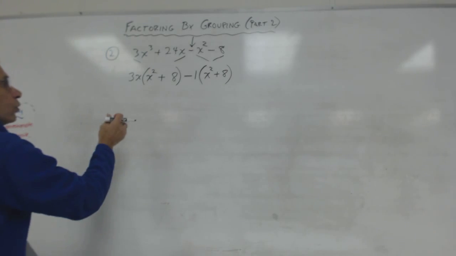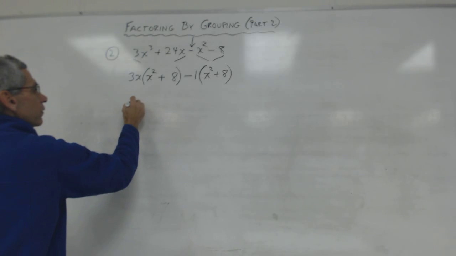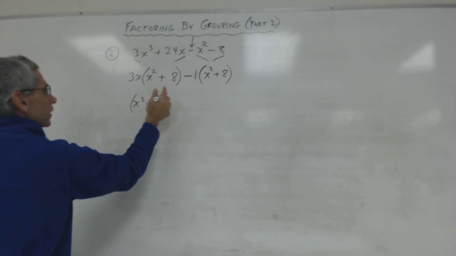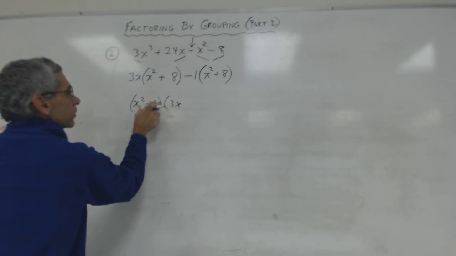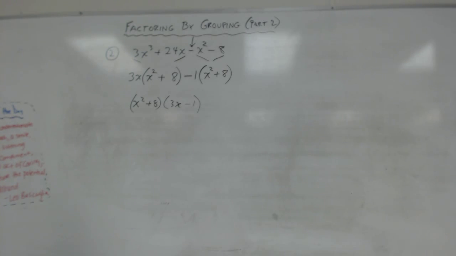So now I have groups. I have my blobs that match. So I can factor out my blobs. And then when I factor that out of this, I'll get 3x. Factor that out of this, I get minus 1. Does it make sense? To come up with these problems, Gary?